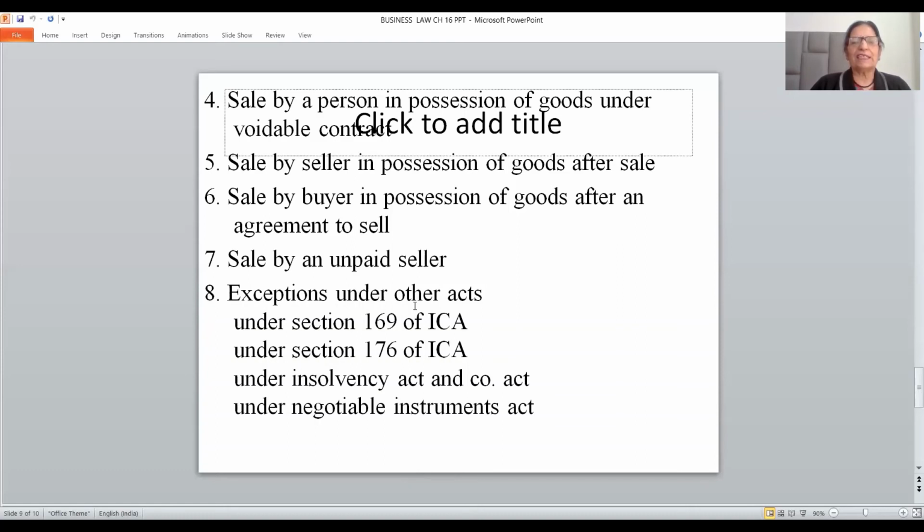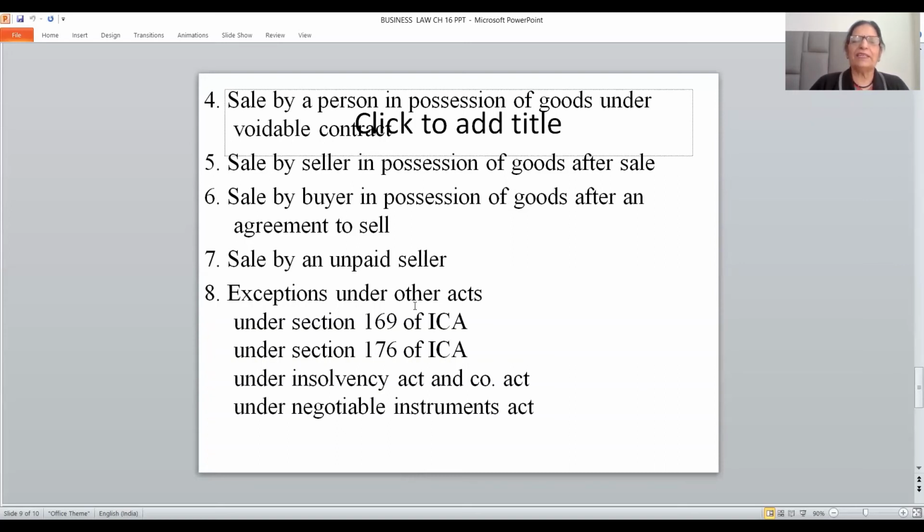Moving ahead, next is sale by a buyer in possession of goods after an agreement to sell. Now the goods are in the possession of the buyer. Ownership is with the seller, but goods are in the possession of the buyer. And now, the buyer has sold the goods to person C. Because he was in possession of goods, C has acted in good faith, thinking that the buyer is the true owner. Then in that case, C will get good title to the goods. The buyer was a non-owner, but even then, C will get good title to the goods.